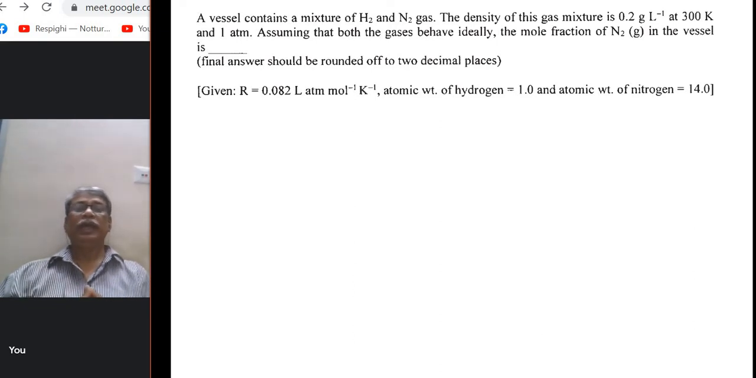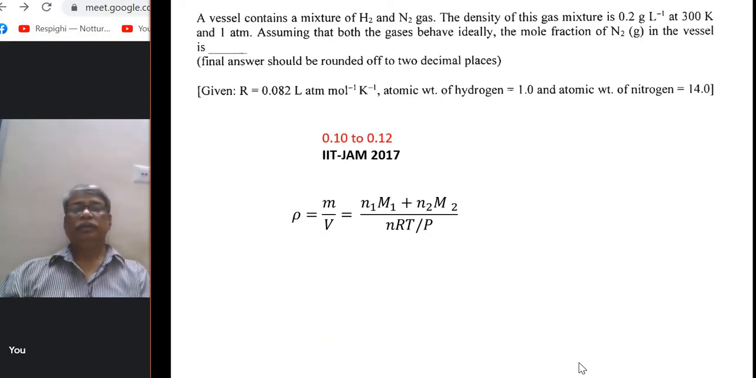Assuming that both the gases behave ideally, the mole fraction of nitrogen gas in the vessel is something. So what is that mole fraction of nitrogen? Okay, so let us see how it can be solved.